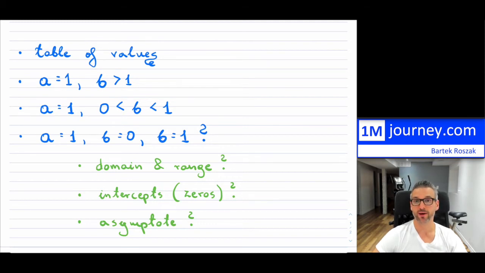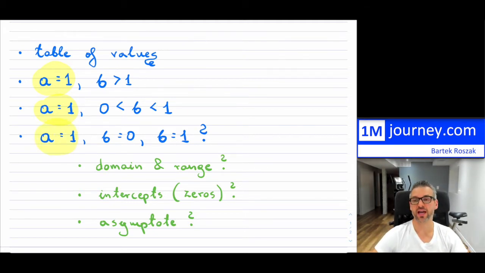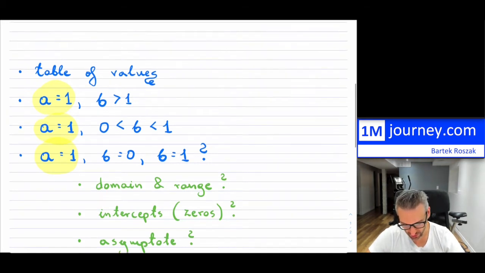So first, let's plot a table of values for maybe some specific cases. And what I'm going to do first is assume that this a is equal to 1. Okay, so in this particular video, I'll just make it simple and say, let's fix a equal to 1. So what does that do?